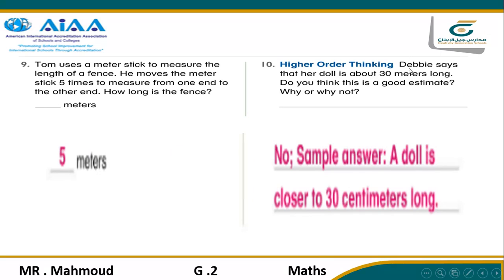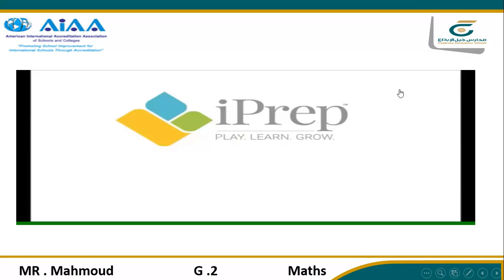Another question. Lily says that her doll is about 30 meters long. Do you think this is a good estimate? Why or why not? We said here no. Why? Because a doll is closer to 30 centimeters long, not 30 meters.